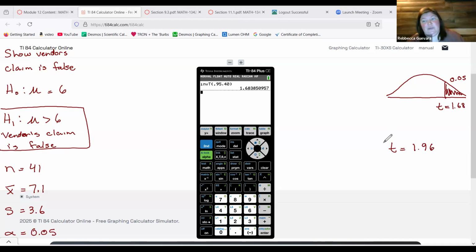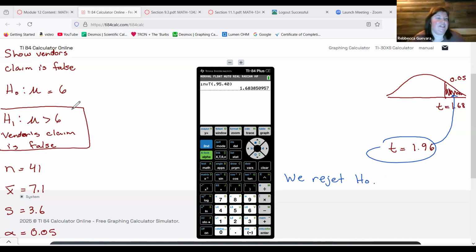So in this case, when I restructured my hypothesis test, my test statistic is in the critical region. So now we reject the null hypothesis. The null hypothesis said that it was going to crash 6 times. We have evidence it crashes more than 6 times. So we have evidence the vendor's claim is false.